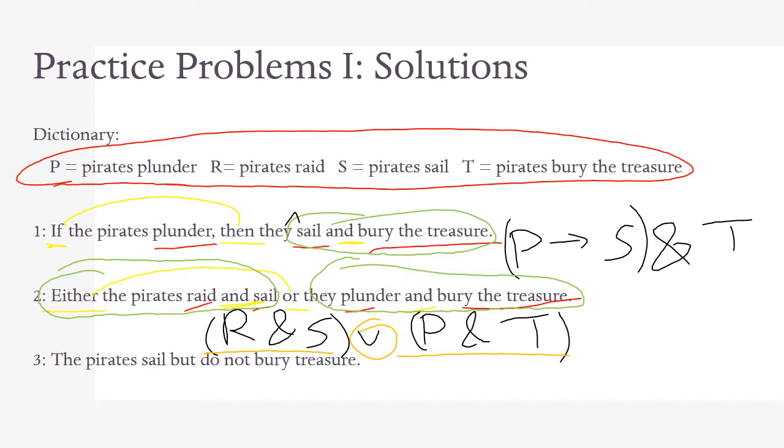Let's look at the third one. So the third one, we have sail, we have buried treasure, so we have just S and T. Now we'll go back through, we see but, and we also see do not. So but is an ampersand. Do not is a tilde. And since we've only got two letters, we don't actually need any parentheses here. That's all we got to do. So pretty simple ones to begin with.